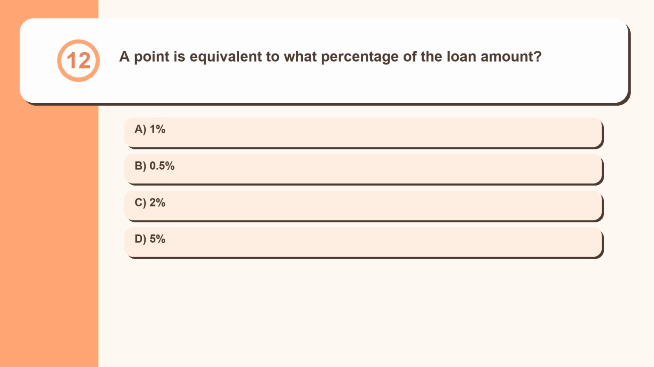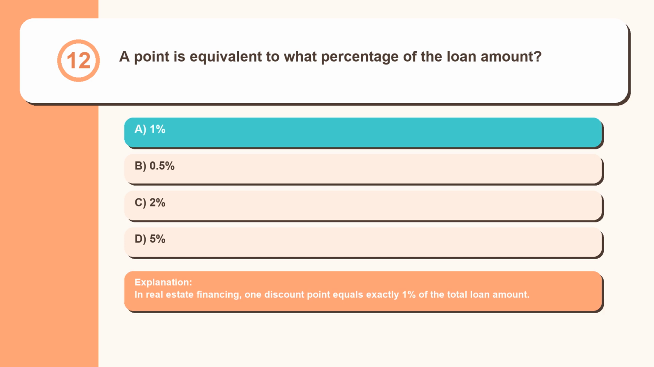Question 12. A point is equivalent to what percentage of the loan amount? 1%, 0.5%, 2%, 5%. In real estate financing, one discount point equals exactly 1% of the total loan amount.